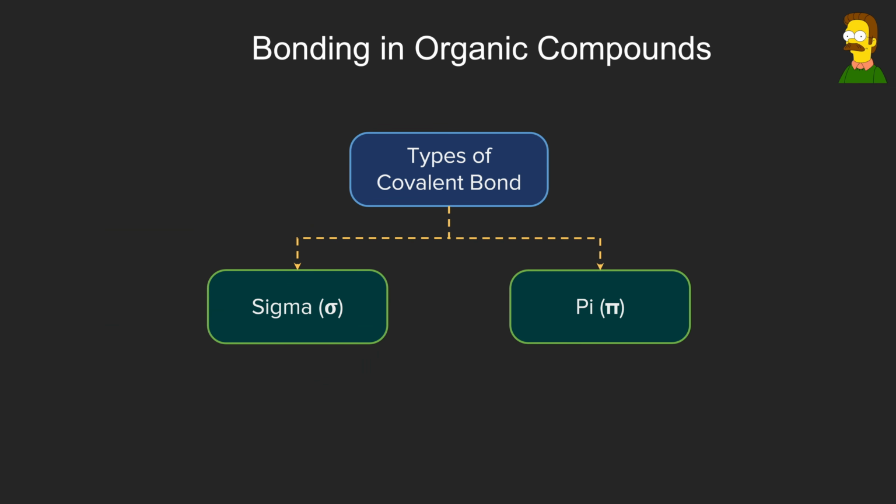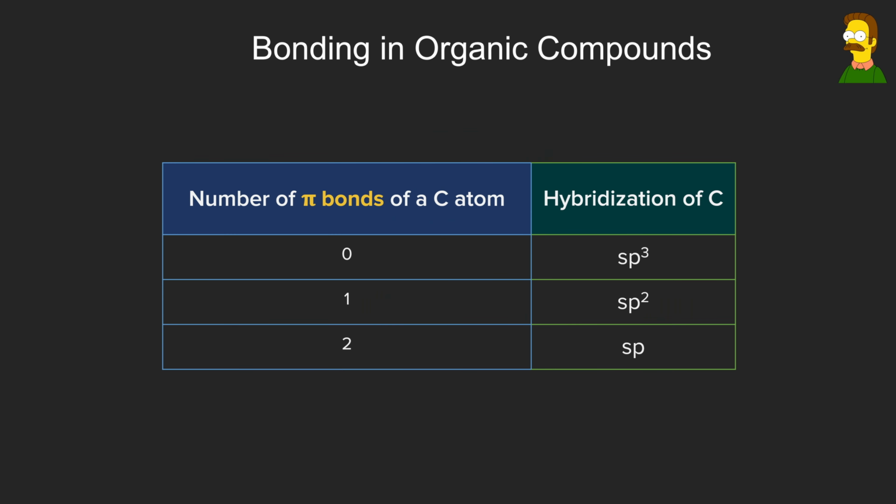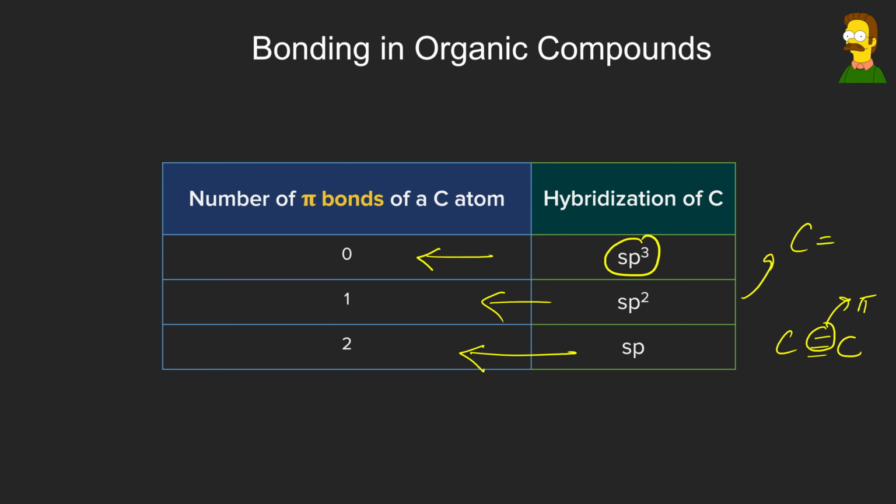Two types of bonds, right? Sigma and pi. And if you remember, if you don't, check out those videos. Number of pi bonds in a carbon that's sp3 hybridized is 0, sp2 is 1, sp is 2. So C triple bond C, two of these bonds are pi bonds. Similarly, if I have C double bond C, then one of these is a pi bond. What about the other one? This is a sigma bond. So theoretically, the first bond is a sigma bond and the second or third ones are pi bonds.